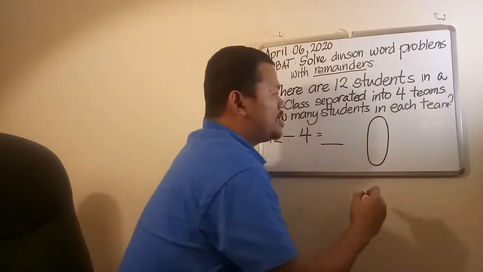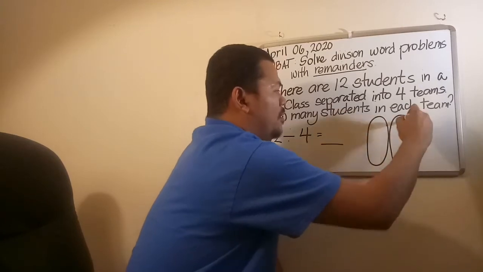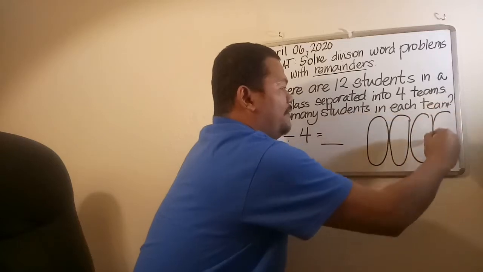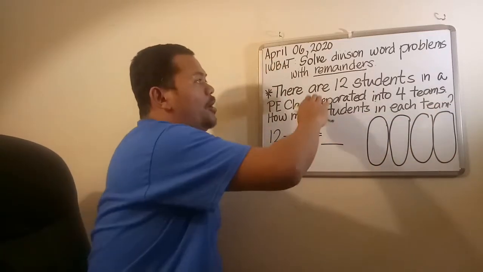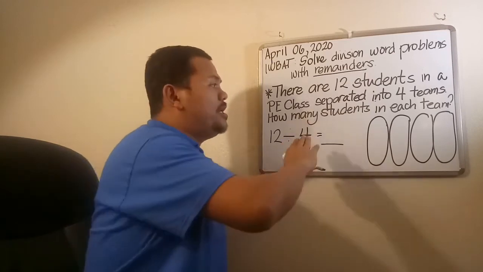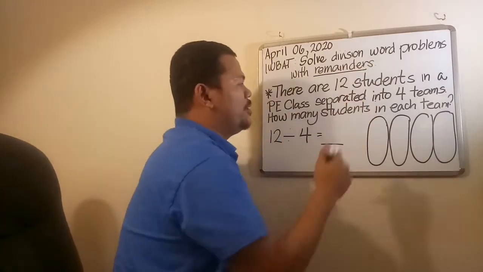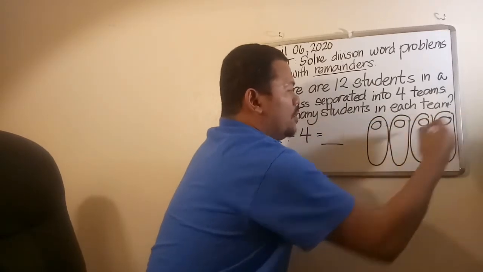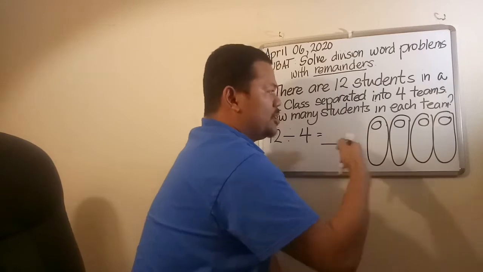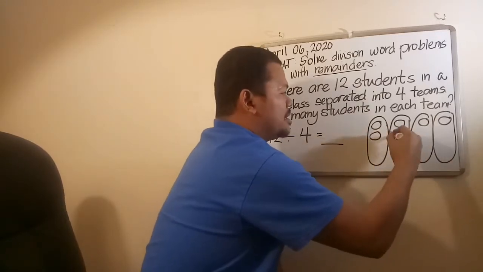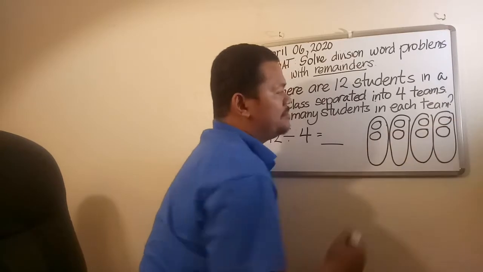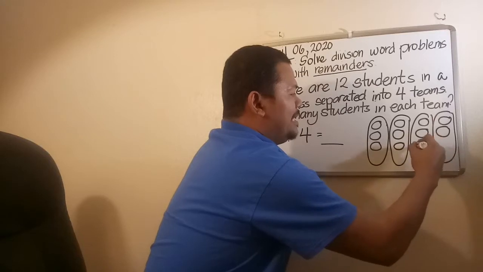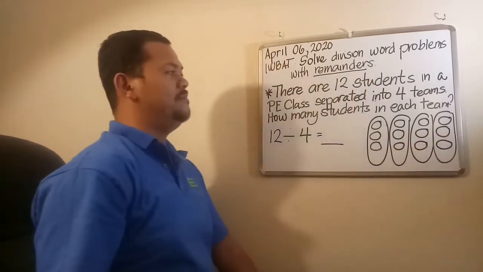So let's represent them into this shape. First team, second team, third team, and fourth team. Okay? We are going to distribute 12 students in each team. So let's try to distribute our students now. 1, 2, 3, 4. Got now 4. Let's distribute again. 5, 6, 7, 8. Again. 9, 10, 11, and 12.